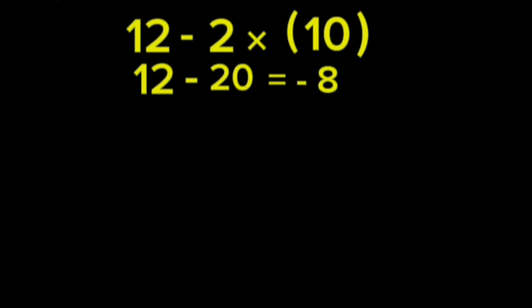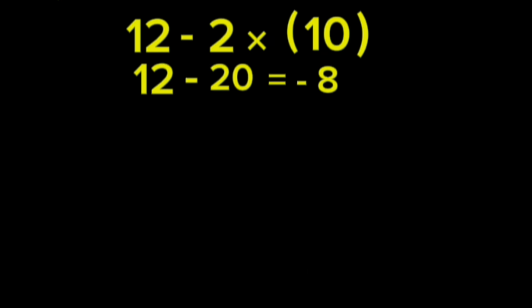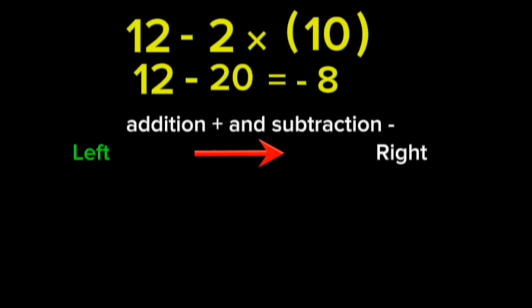And that's it. The key lesson here is simple. Never rush. Always follow the order of operations. And remember, multiplication and division go from left to right, while addition and subtraction also go from left to right. If you ignore this, math will trick you every single time.